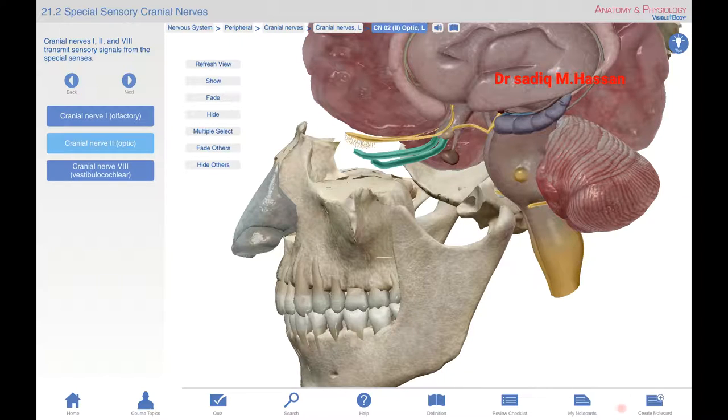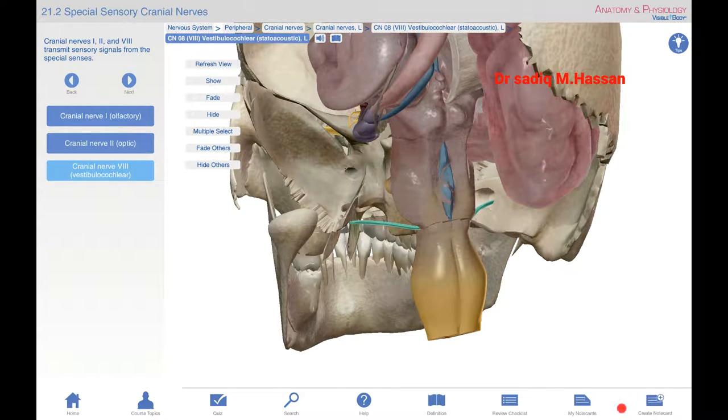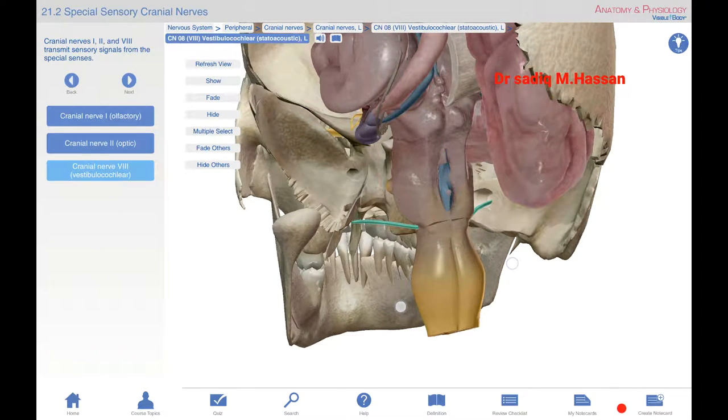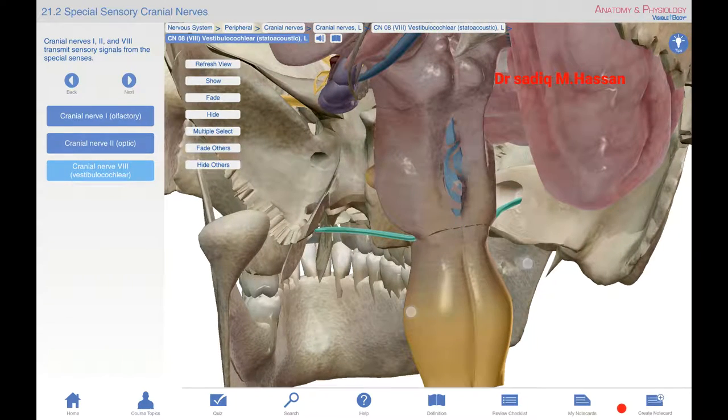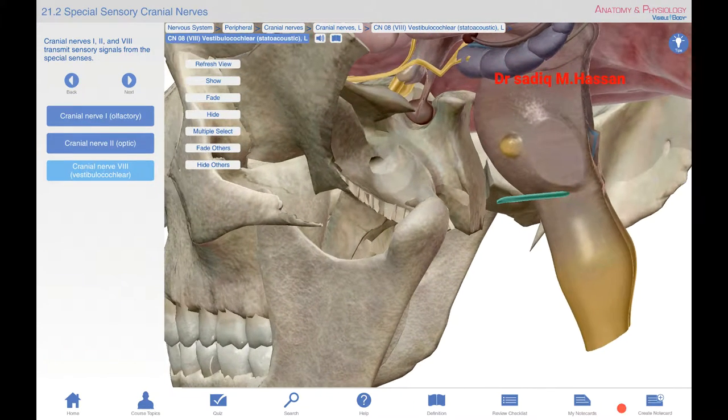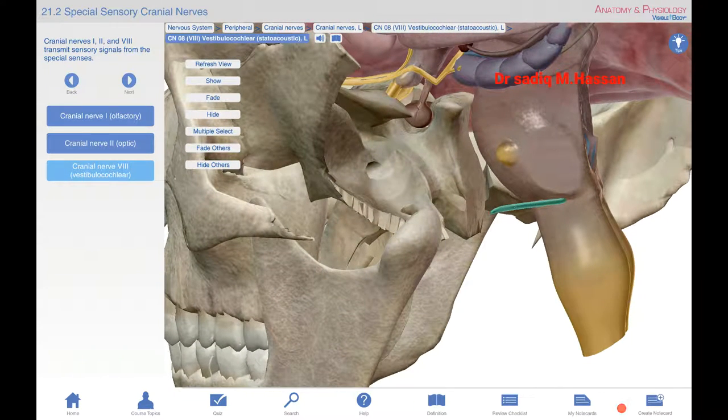So let us go back to the olfactory nerve in here. Let us say cranial nerve number three, which is highlighted now. It's called vestibulocochlear. It is seven.